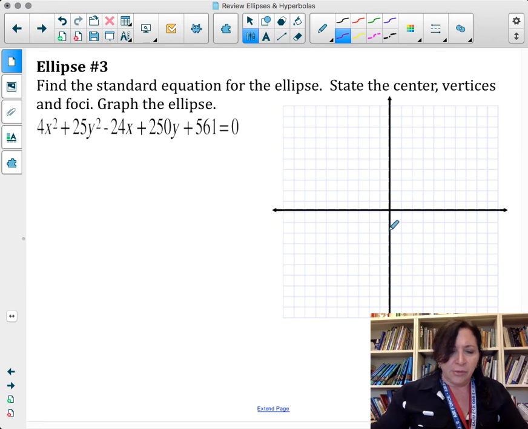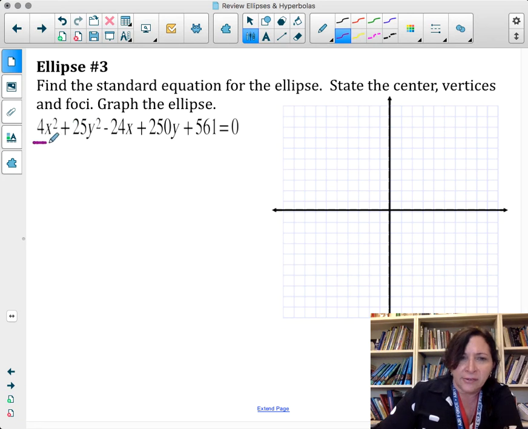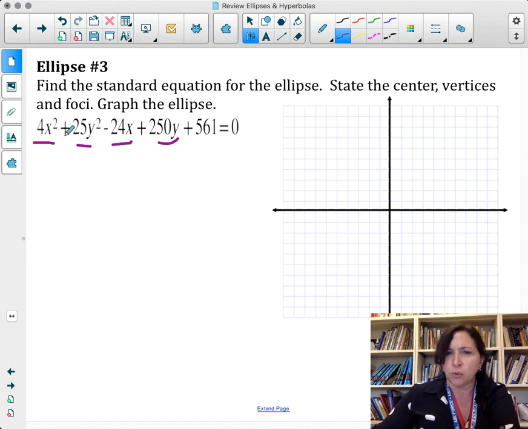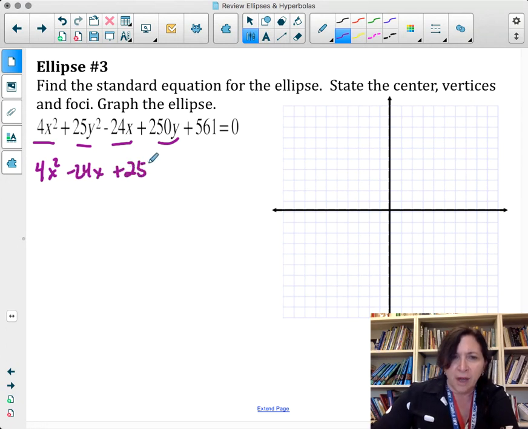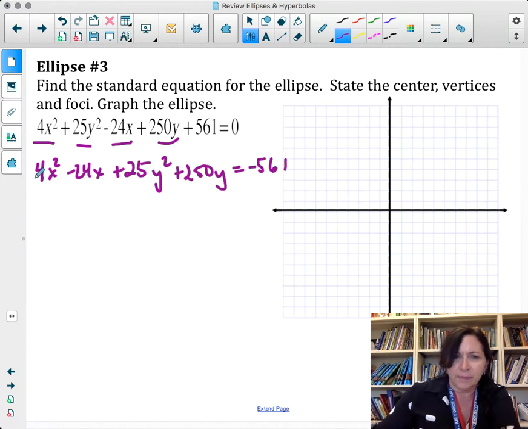Okay, so number 3 says find the standard equation for the ellipse. State the vertices, the focal points, and graph the ellipse. So for this problem, again, I see an x squared term and an x. I have a y squared term and a y. So I am going to complete the square twice. Let me separate my x's and y's. So we have 4x squared minus 24x plus 25y squared plus 250y is equal to negative 561.